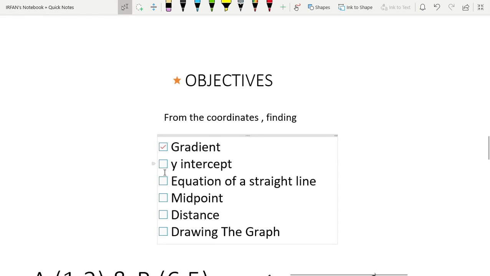Now let's check the box. So we found our gradient and we found our y-intercept.